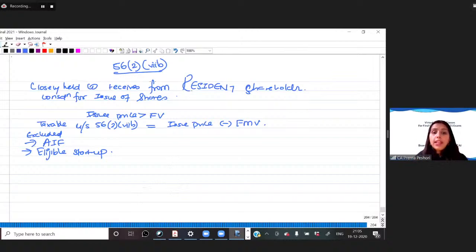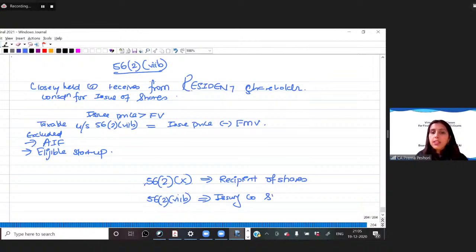So 56(2)(10) is for the recipient of shares, right? If a person who receives the share. 56(2)(7)(b) is for the issuing company, the one who is issuing the shares, if it receives the consideration greater than the face value of the shares, right? And this will not apply for AIF and eligible startup.